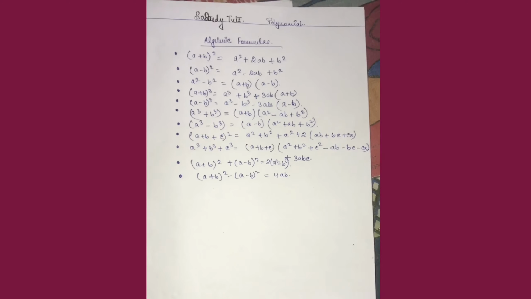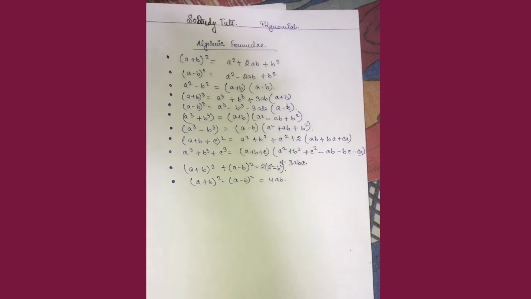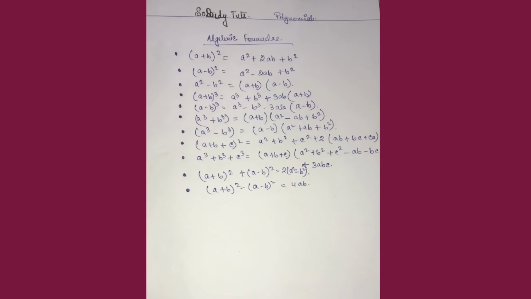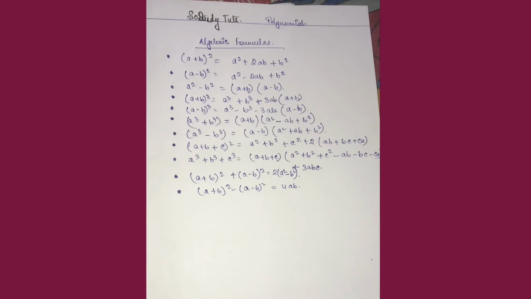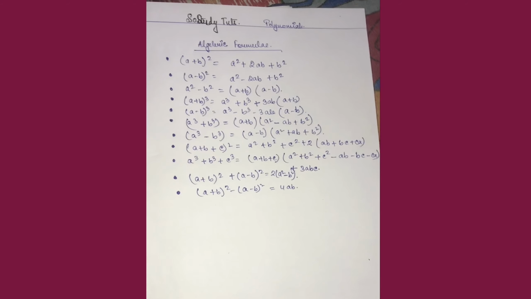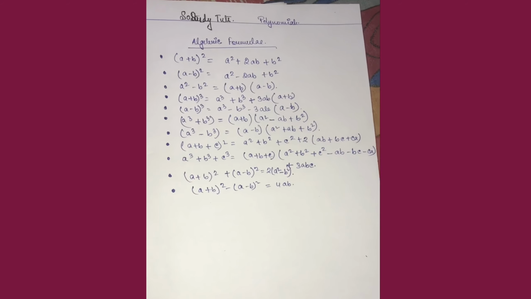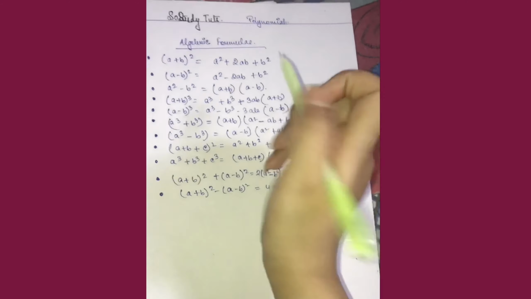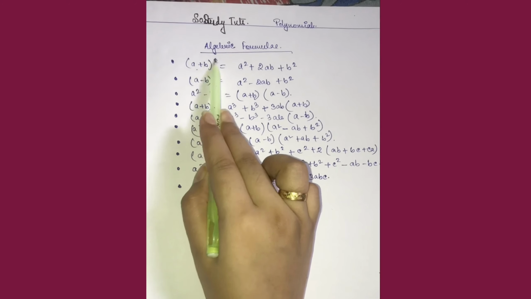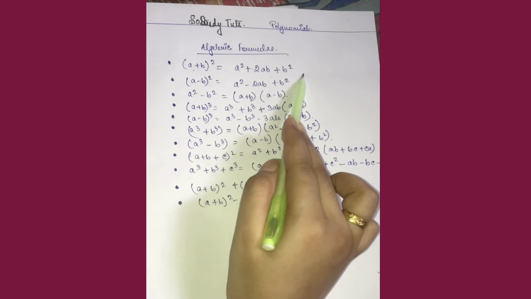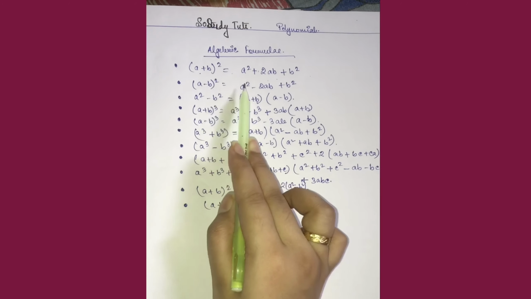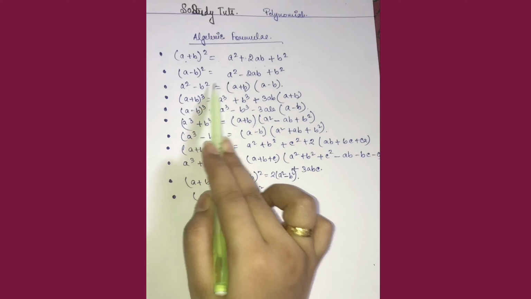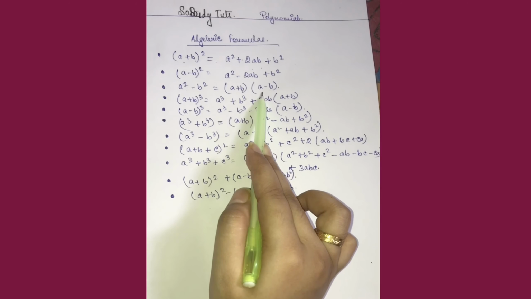Okay students, now I know these are all very simple formulas, but still I am saying them once so that you can memorize them, because you will need these formulas very badly in this chapter. Now let's see the formulas. (a plus b) whole square is a square plus 2ab plus b square. (a minus b) whole square is a square minus 2ab plus b square. a square minus b square equals (a plus b) into (a minus b).